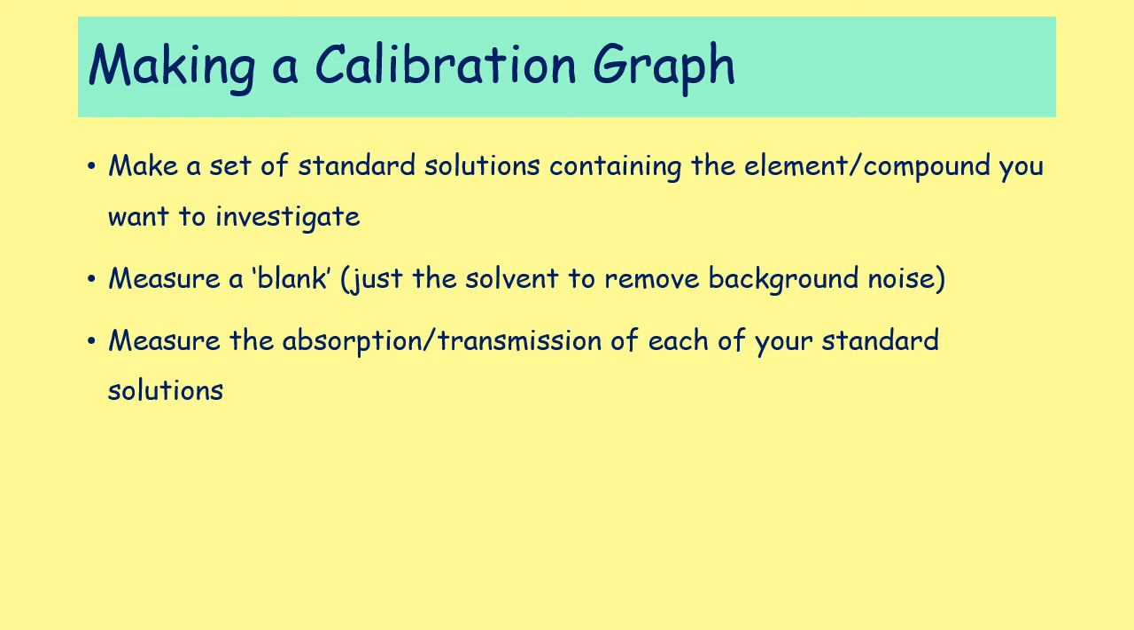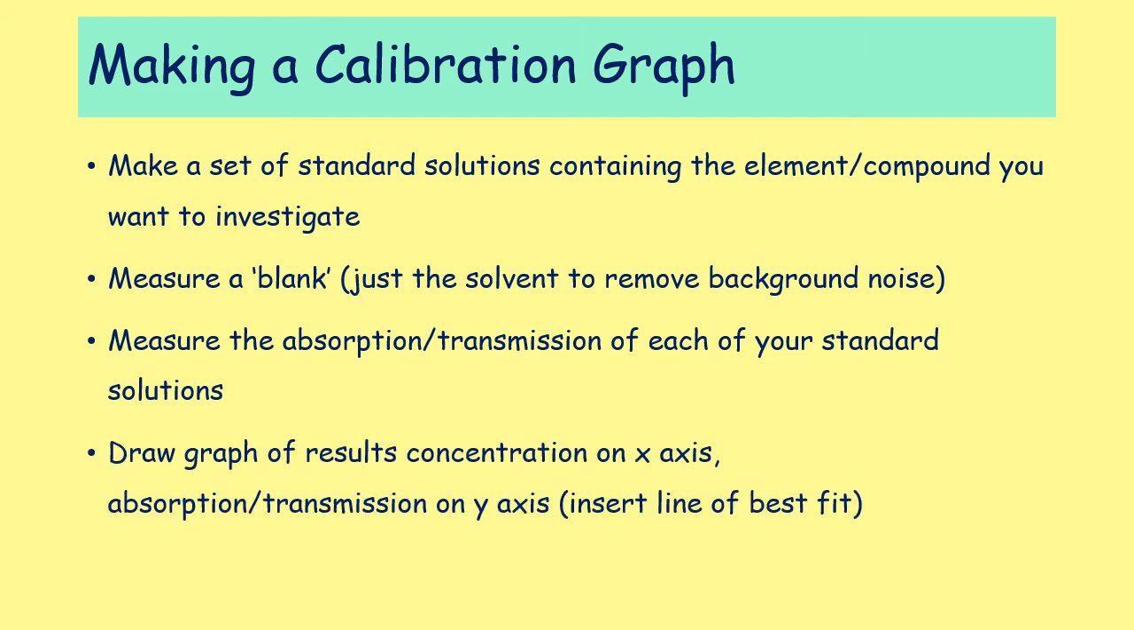You then take each of your standard solutions, and you measure either the absorption or the transmission. Absorption is what is absorbed, transmission is what passes through it, for each of your standard solutions. And you can then plot the intensity. And you draw a graph, concentration along the bottom and your absorption or transmission or intensity on the y-axis. And you need to get a straight line.